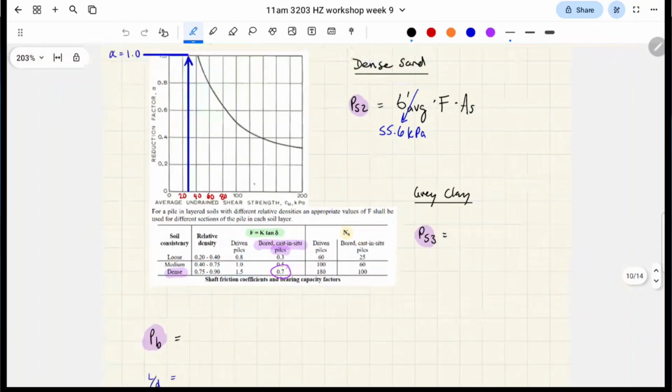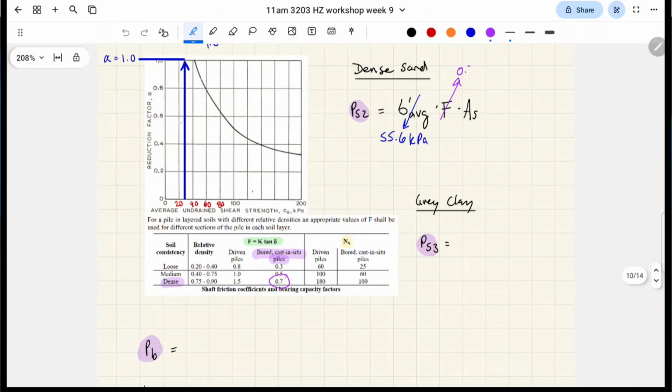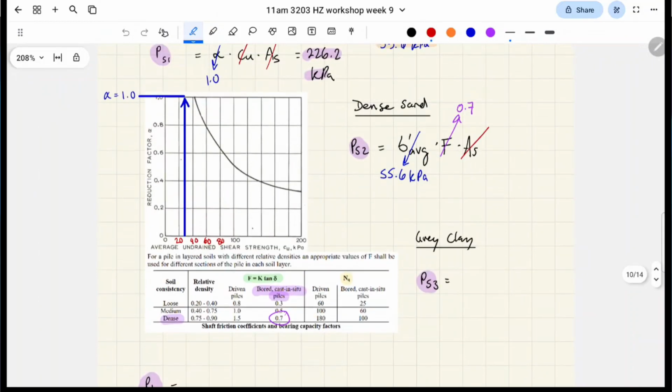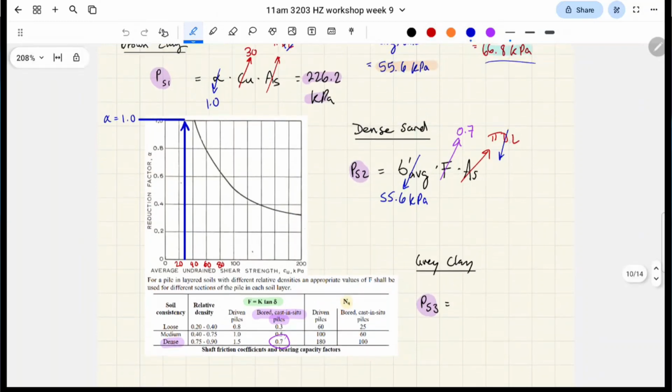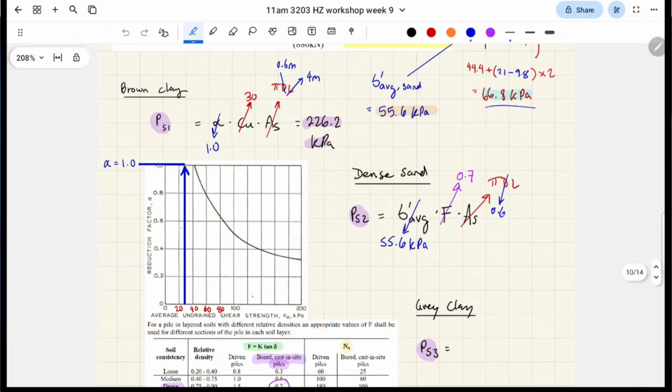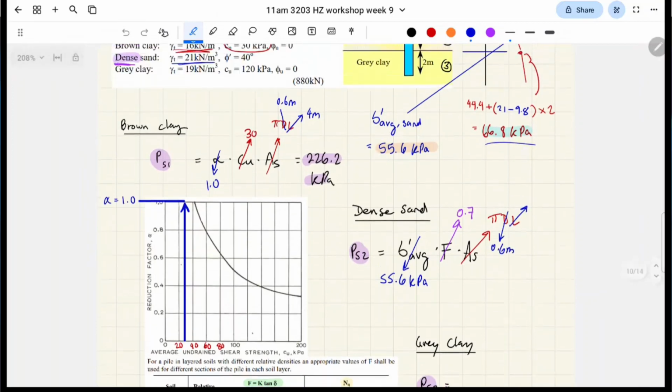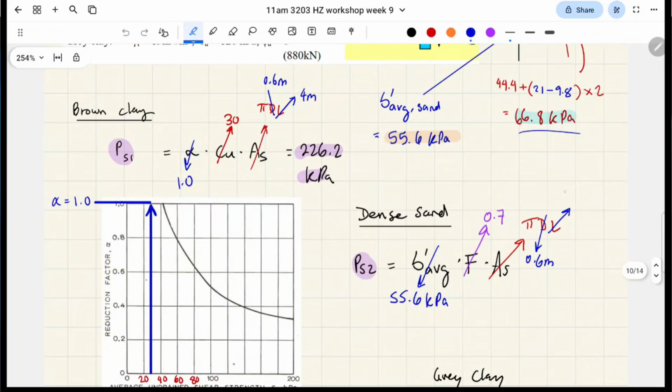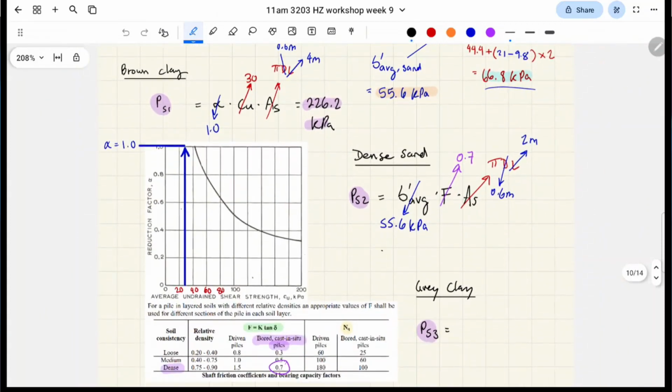I'll highlight that as 0.7. That's 0.7 there. Area of the shaft is pi d l. Let's replace those values: 0.6 m, and we have 2 meters in sand, so replacing that with 2. That gives me that Ps2 is 146.725.